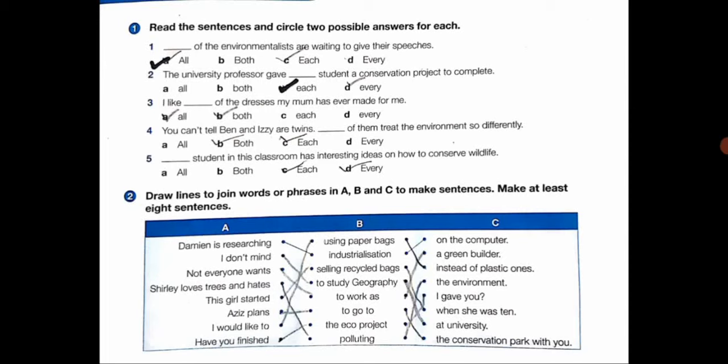Again from A, this girl started. B, selling recycled bags. C, when she was 10. Again from A, Aziz plans. B, to go to. C, the conservation park with you. From A, I would like to. B, using paper bags. C, instead of plastic ones. From A, have you finished? B, the eco project. C, I gave you. So all these are the complete sentences after joining A, B and then B, C.